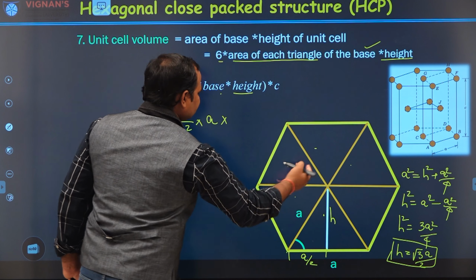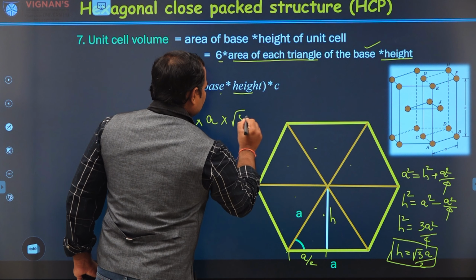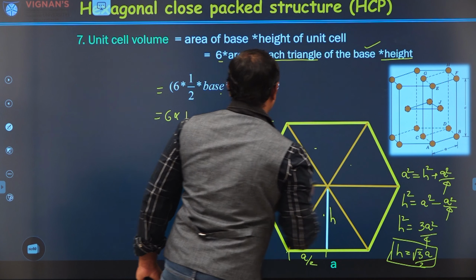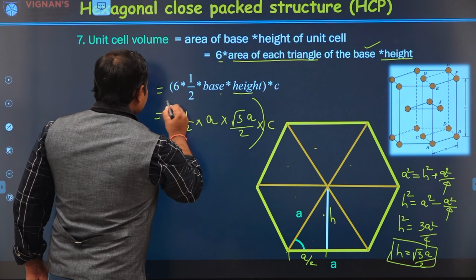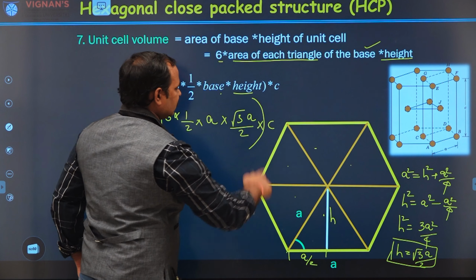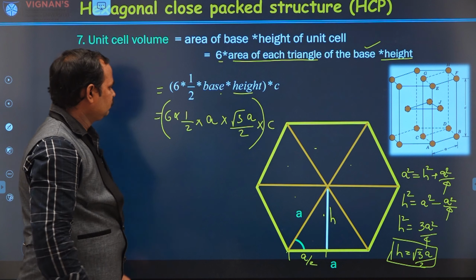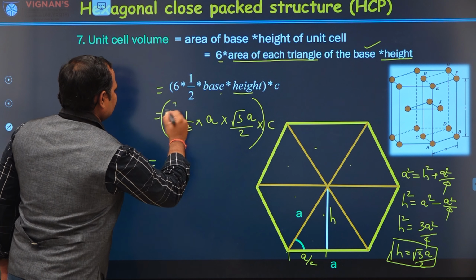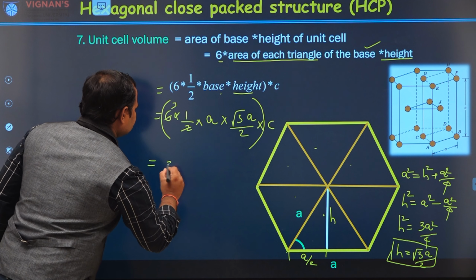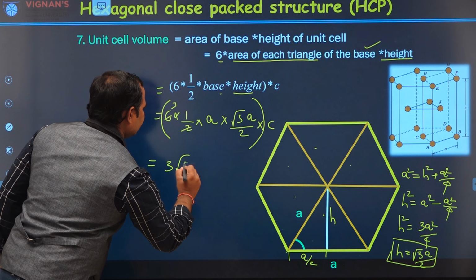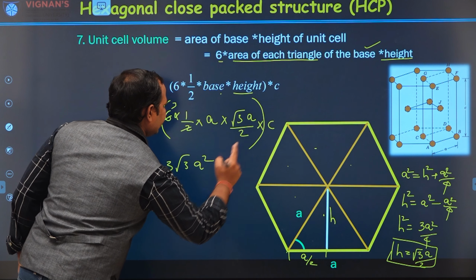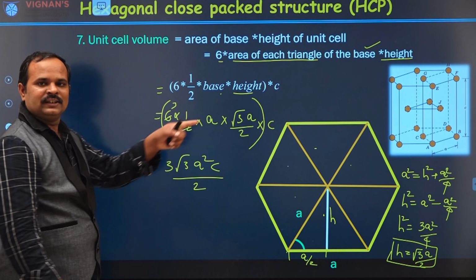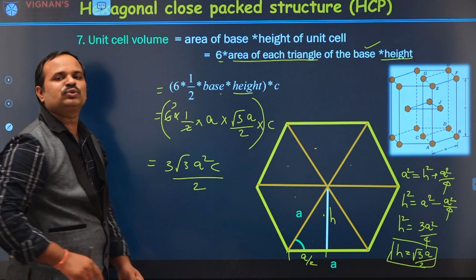So we can write the height of the triangle is root 3A by 2 and multiplied by C, this is the height of the unit cell. So if you see here, this is the area of the base and multiplied by C gives us the volume. Now let's simplify it. 6 2's, 2 3's, 3 into root 3, A into A square into C by 2. So the volume of the unit cell of the hexagonal system is 3 root 3 A square C by 2.